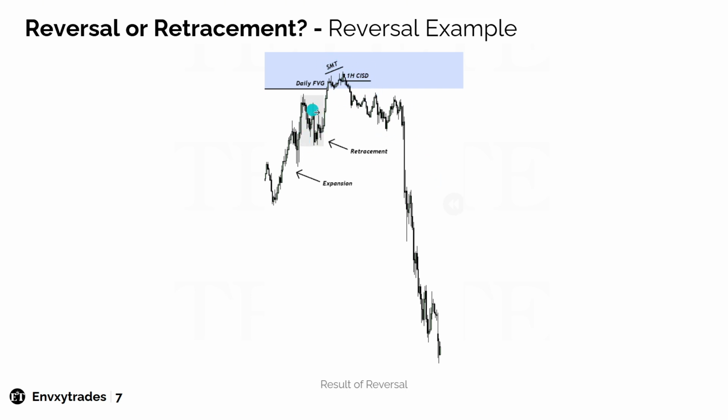You can clearly see this was the retracement leg after we met our higher time frame drawn liquidity, and we saw that SMT and that hourly change in the state of delivery. We had that reversal and not a retracement.